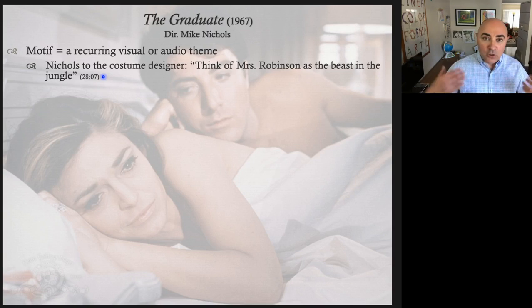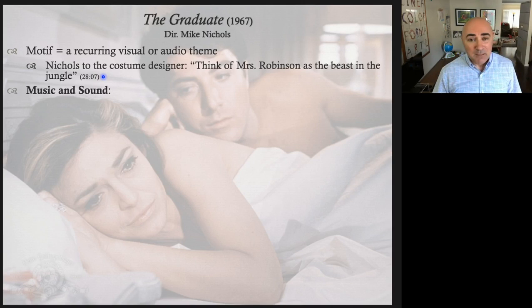Her clothing, this repetition of this theme, tells us something important. What does it tell us? That she's a predator. She's like a beast in the jungle. She's hunting her prey. She's manipulative. She's cunning. She's sexual.